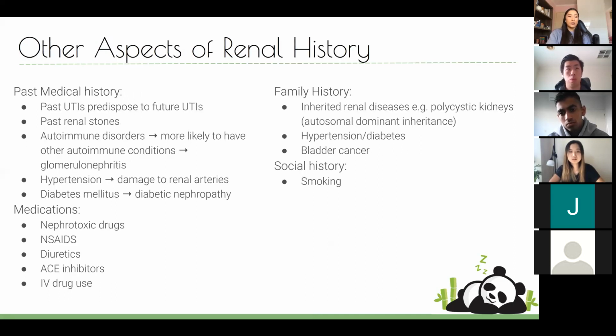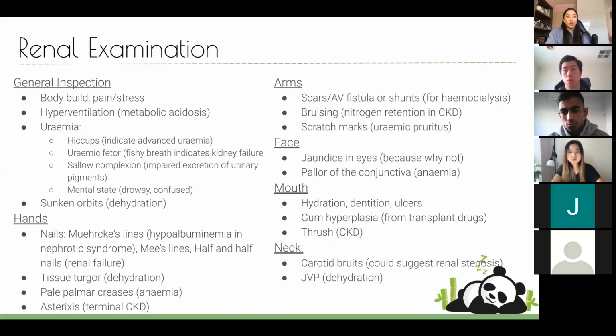Other aspects you'd ask about, your usual past medical history, family history. Medication use is quite important in renal because there's a lot of relevance, but otherwise not too much. The main ones to look out for are hypertension and diabetes, because remember, they're your big predisposing factors for CKD. The exam for renal is very close to the abdo exam with minor changes.